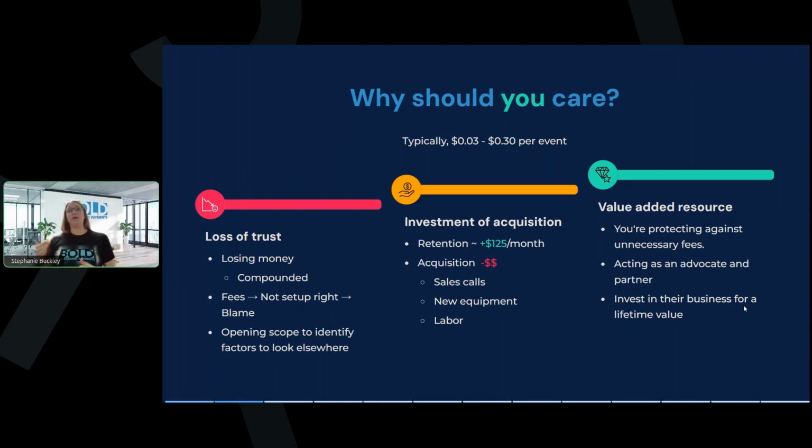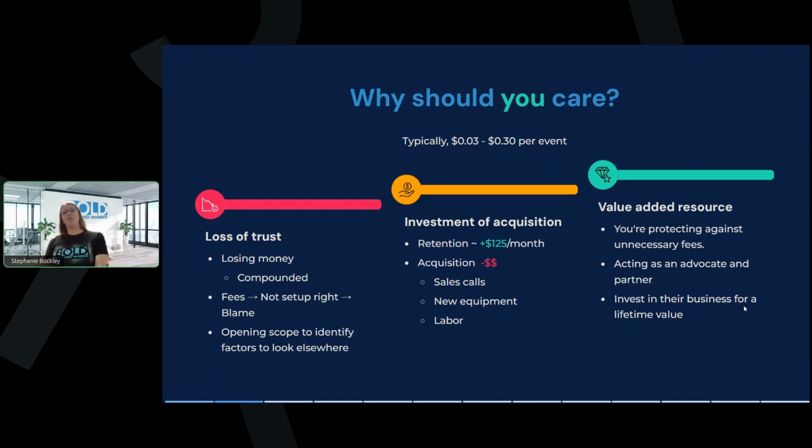The second point of why you should care is investment, right? So if you're holding on to a merchant that you've had for years or might be relatively new, you're constantly, let's just call it $125 a month in revenue. You're constantly making that. And because of that consistency, that's a pretty great, stable relationship to want to invest in to maintain.